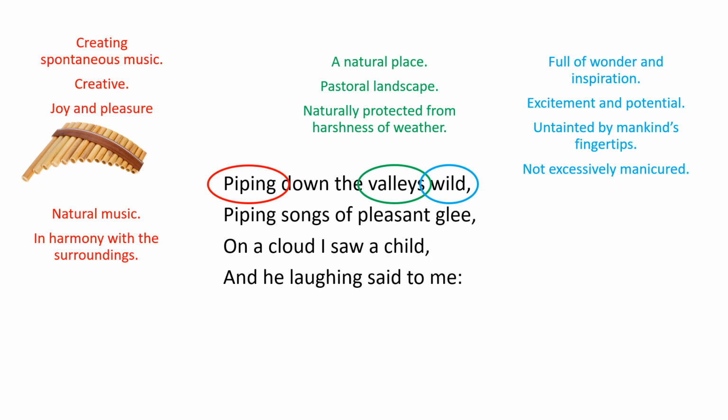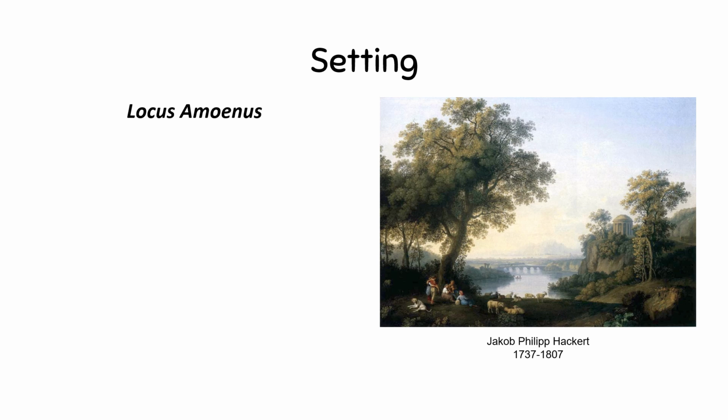So I've placed on the screen the words untainted by mankind's fingertips. And if you take a look at the modern world, it's very difficult to argue that mankind hasn't touched nearly all natural spaces that exist in the world. So this is a place of natural splendor and natural wonder. So from that first line, we've got a very clear, quite vivid image of the setting.